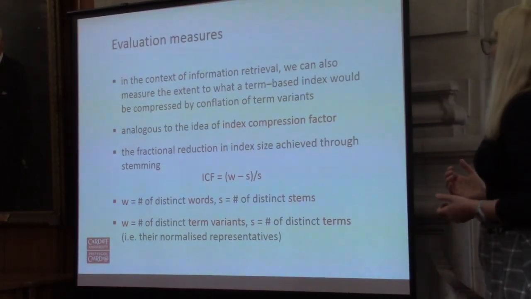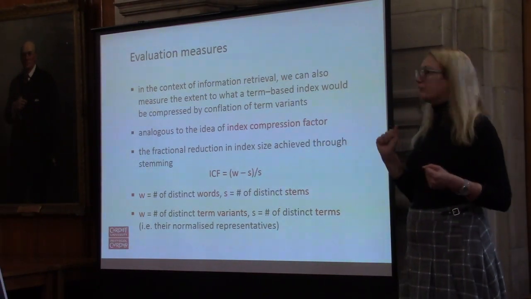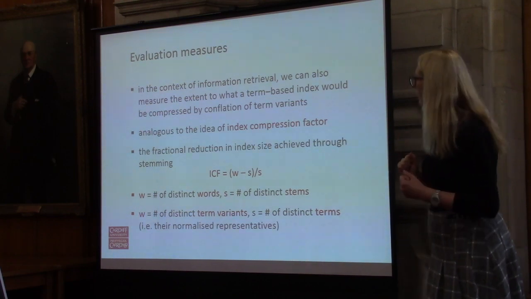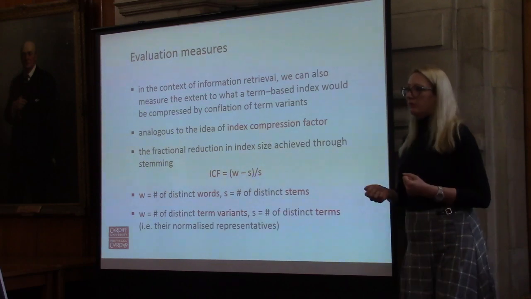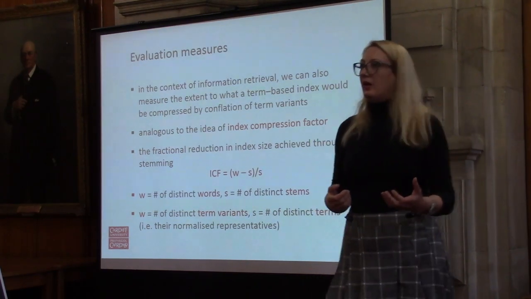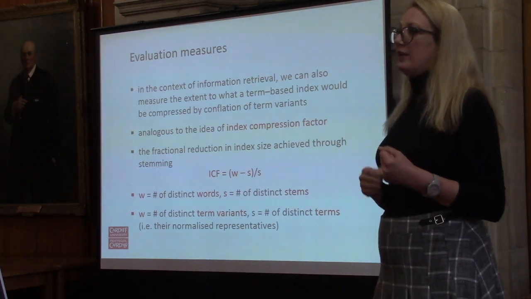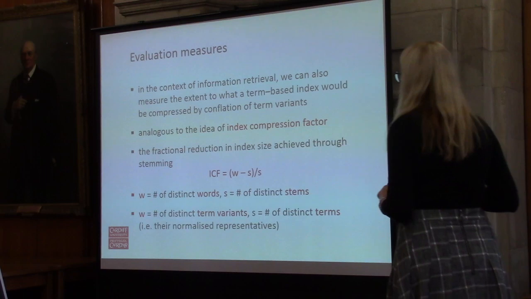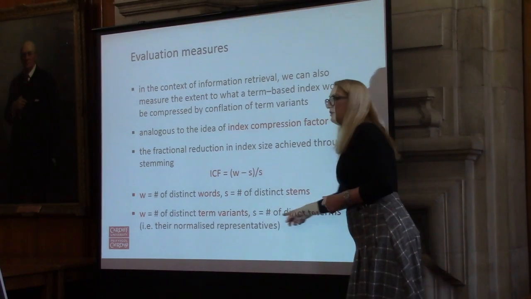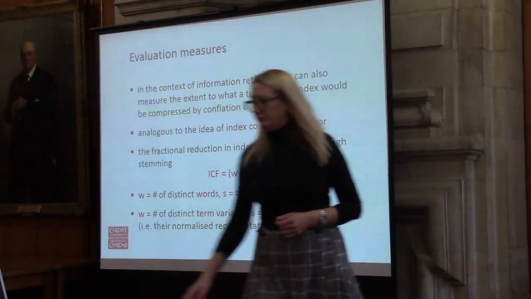Another way to look at the problem is the term conflation. We want to see to what extent we managed to squeeze out different term variants into a single latent variable. And we can use the index compression factor for that. So this formula is inspired by index compression factor, where we use stemming, and we see how much we managed to reduce the number of entries in a dictionary just by neutralizing this type of variation. So in our approach, instead of words, we have term variants, and instead of stems, we have distinct terms, or term representatives, and we apply the same formula.